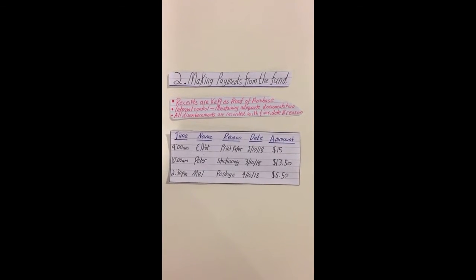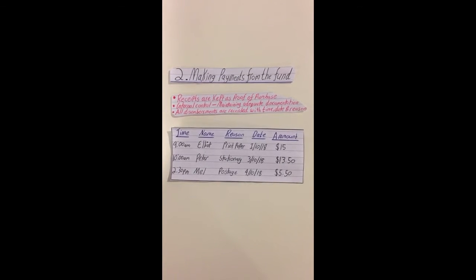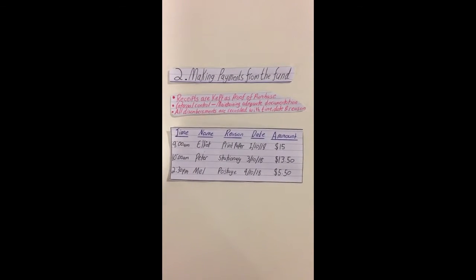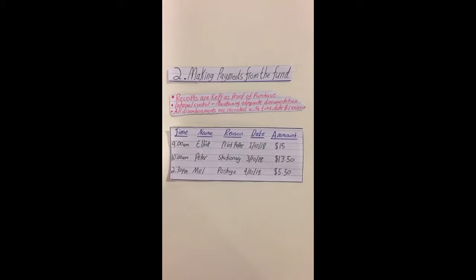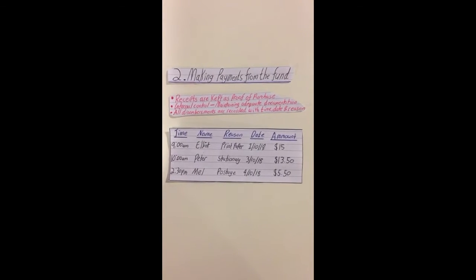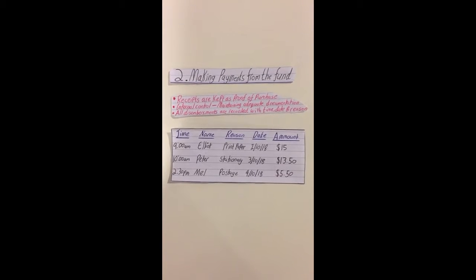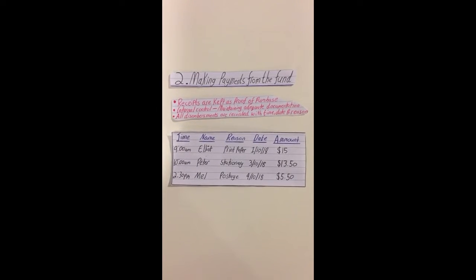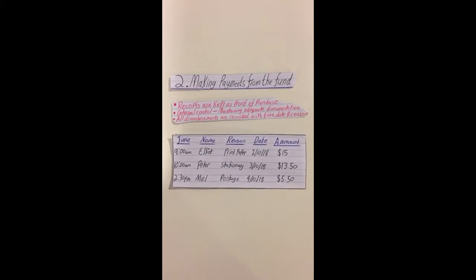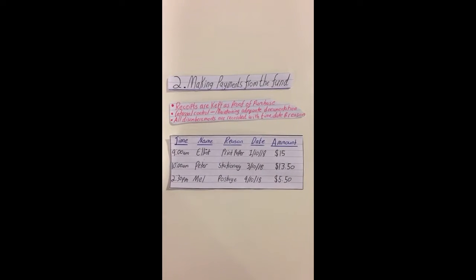When cash is used, a receipt must be kept as a proof of purchase and held by the custodian. This is an imperative internal control method by maintaining adequate documentation. All disbursements from the fund are recorded by the custodian with the person, time, amount, and reason for the use of cash in order to protect against fraud.